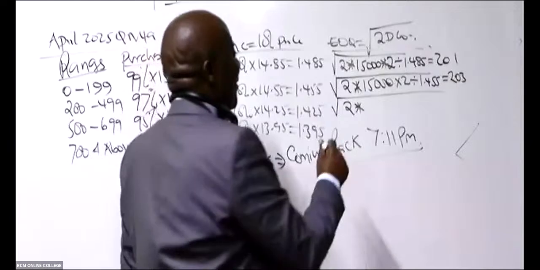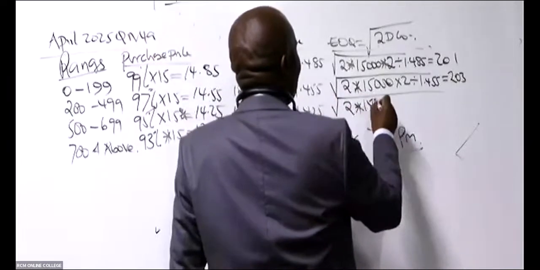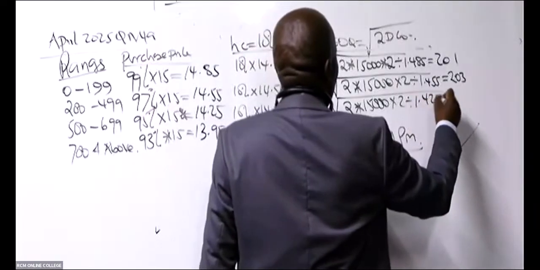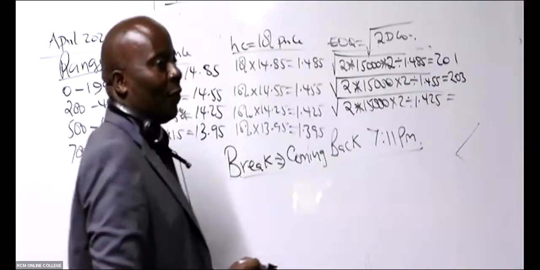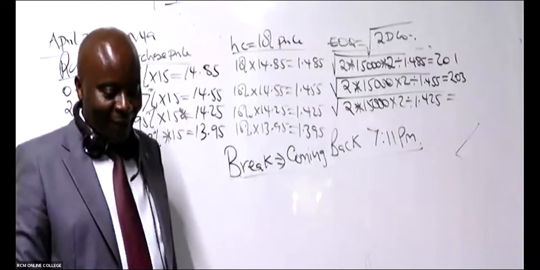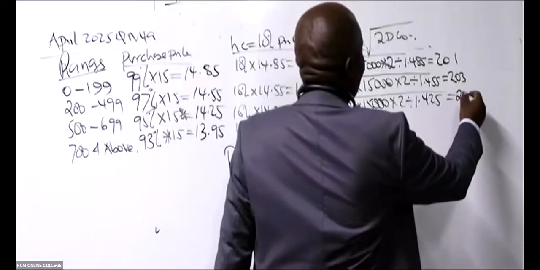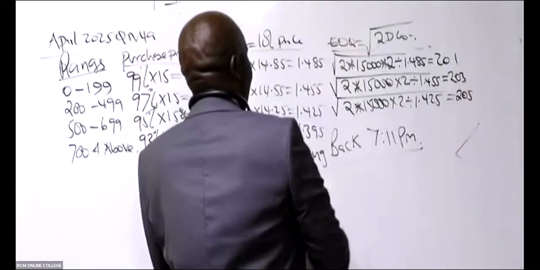So 2 times 15,000 times 2 divided by 1.425, which will end up giving us a what figure? 205. So this is 205. Aha, great.